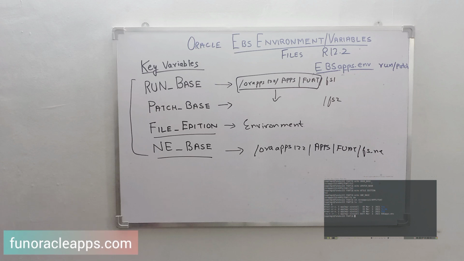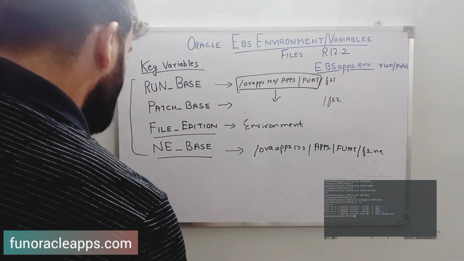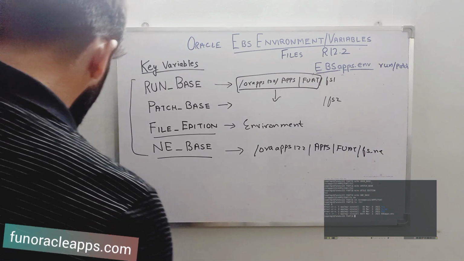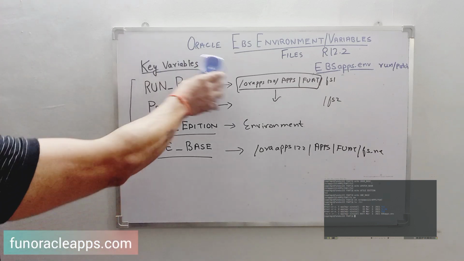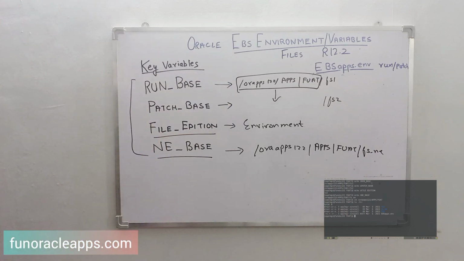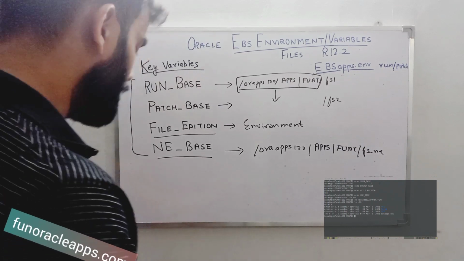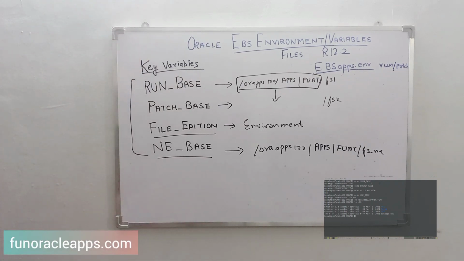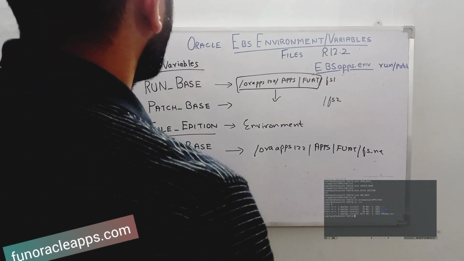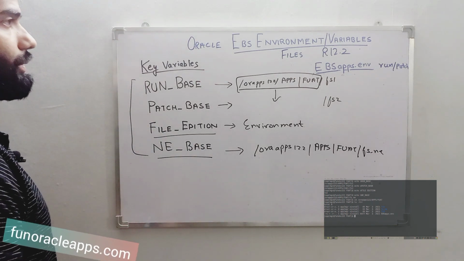Okay, now some other key important variables that we should know. These four you will mostly see in your normal EBS R12.2. These will be seen in R12.2 only.